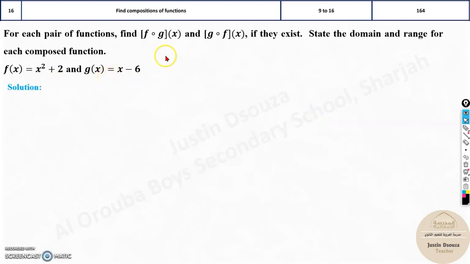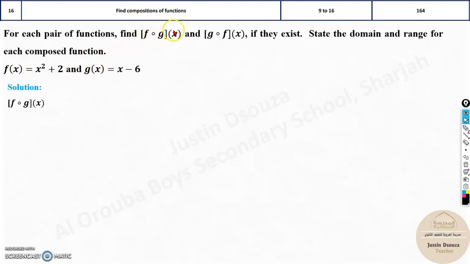You can see over here, they have told you to find the composition f of g of x and g of f of x, first of all if they exist, and then we need to state the domain and range. A few basic properties must be known, but let's solve the problem first and then I'll tell you the other things. The most important thing is understanding the composition, which we have done just a while ago.